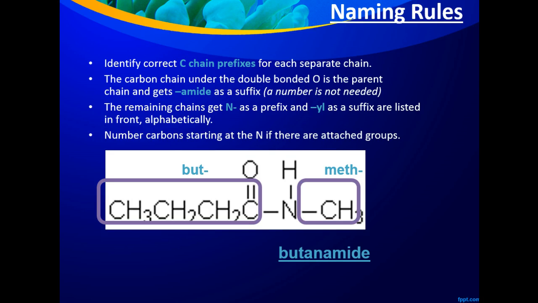The parent chain is the bute, since that's where the double bonded oxygen is attached, so we name this molecule with the backbone butanamide. The remaining chains get N as a prefix and YL as a suffix, so N-methyl gets listed out in front. There's no other attached groups to deal with, so you don't need to number this. The final version is simply N-methyl butanamide.